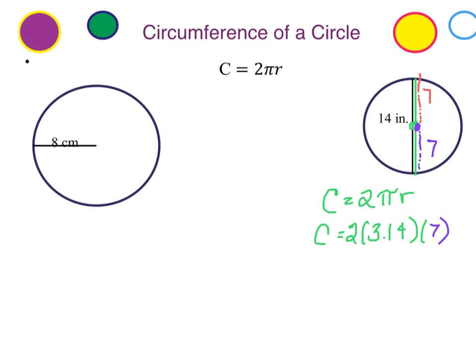So from here, just like before, we're going to go ahead and multiply everything, all 3 numbers together. 2 times 3.14 times 7, and we get 43.96 inches. Before moving on, make sure you have all of this on the back of your worksheet for today for your notes.